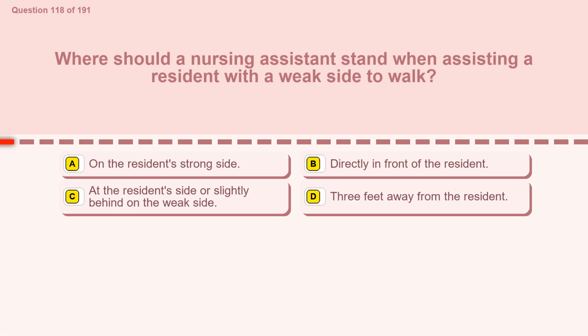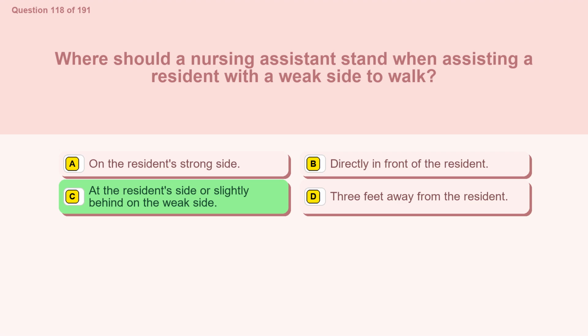Question 118. Where should a nursing assistant stand when assisting a resident with a weak side to walk? Option A. On the resident's strong side. Option B. Directly in front of the resident. Option C. At the resident's side or slightly behind on the weak side. Option D. 3 feet away from the resident.